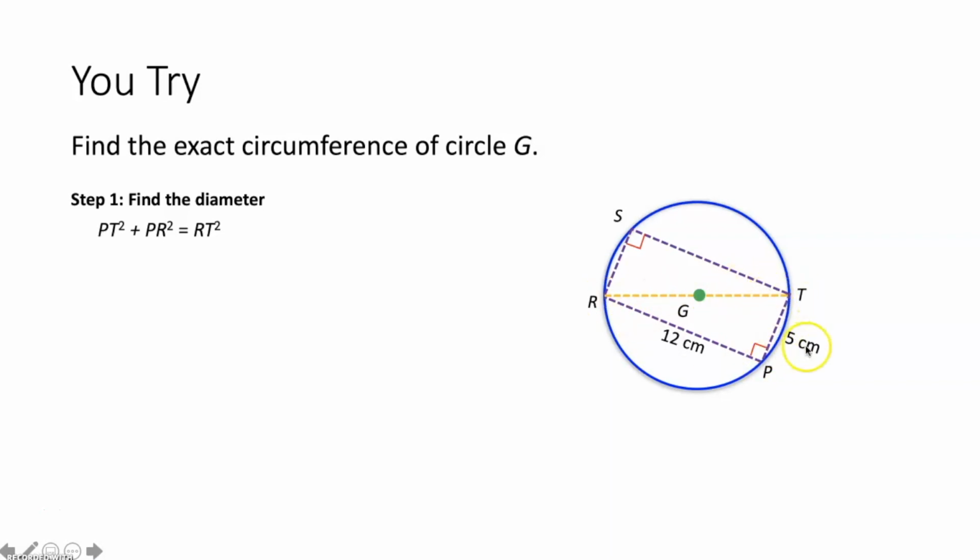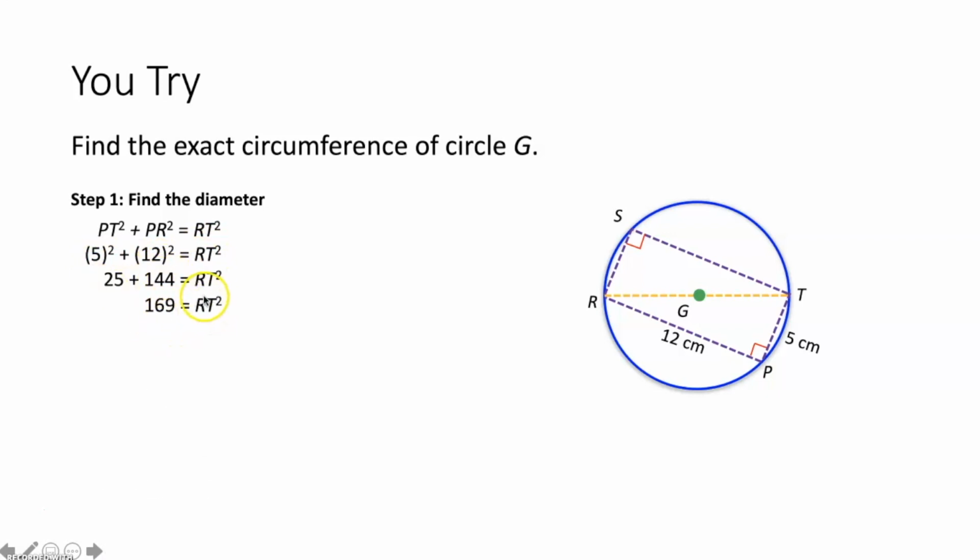Now all I do is plug in what I know. I know the measure of segment PT is 5 centimeters, that goes in there. Measure of segment PR is 12 centimeters, that goes in there. Now I simplify and solve for the measure of segment RT. 5 squared is going to be 25, 12 squared is going to be 144. I then add those together and I get 169.